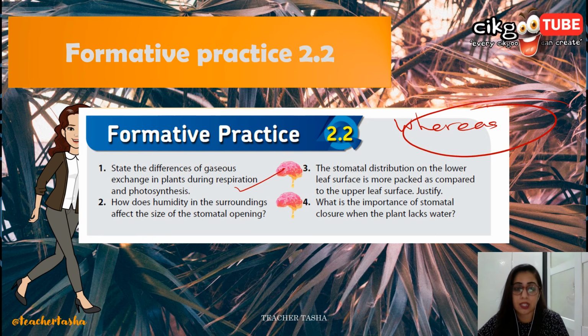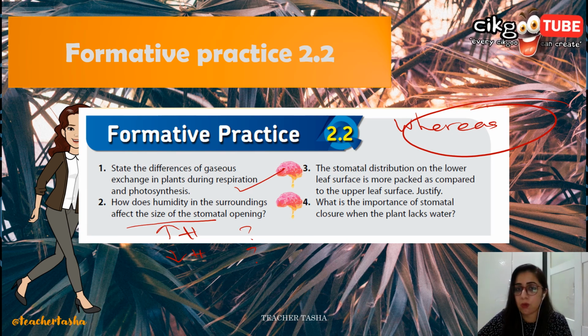You must use this. Okay, and number 2, how does humidity in the surroundings affect the size of stomatal opening? So high humidity, what happens? Does the stoma open or close? And low humidity, does the stoma close or open? Number 3, stomatal distribution on the lower leaf surface is more packed as compared to the upper leaf surface. Justify. Why do we need more stomata on the lower epidermis and not on the upper epidermis? So relate it with the function of the stoma.